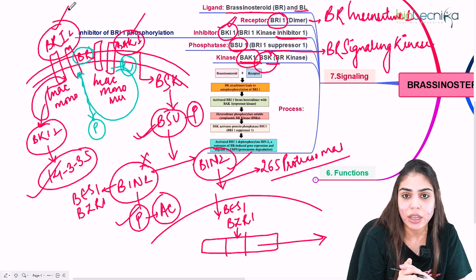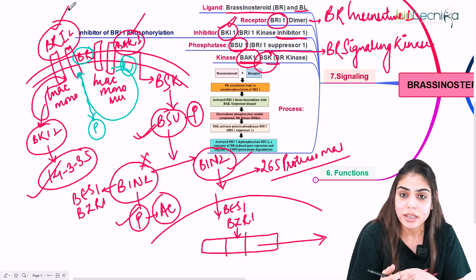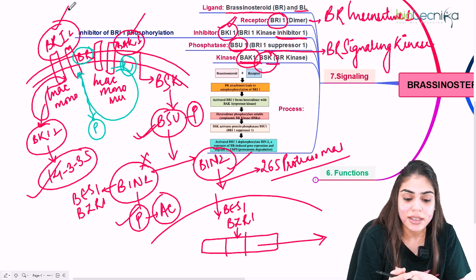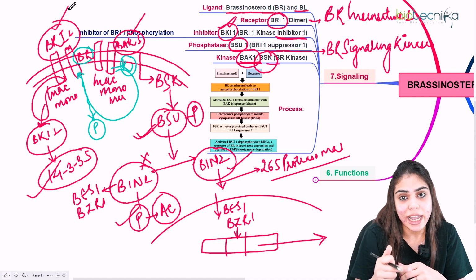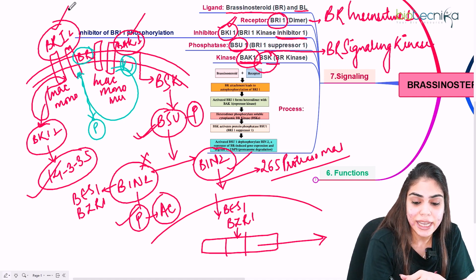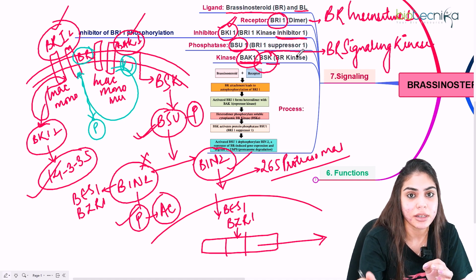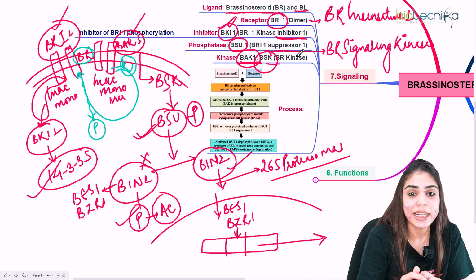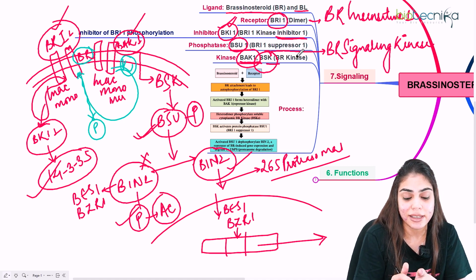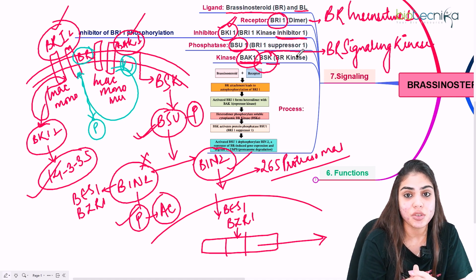Now this BAK1, which is a kinase, will activate another signaling kinase that will actually start the signaling process. What's the name of that kinase? It's BSK. Once this kinase is activated, it will activate its target, that is BSU. And here, what is the full form of BSU? BRI1 suppressor. That was suppressing the signaling mechanism. Now this will be phosphorylated with the help of the kinase, that is BSK. Once this is phosphorylated, it will act on its target, that is BIN2.